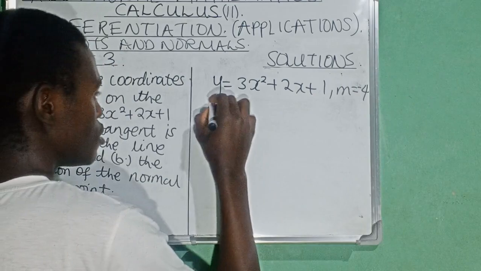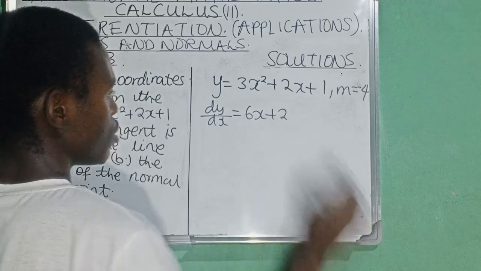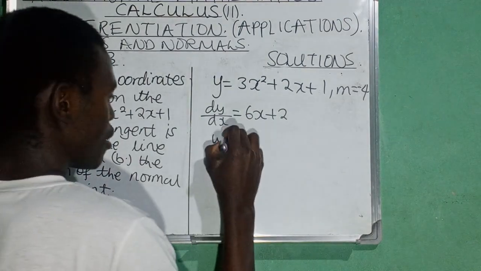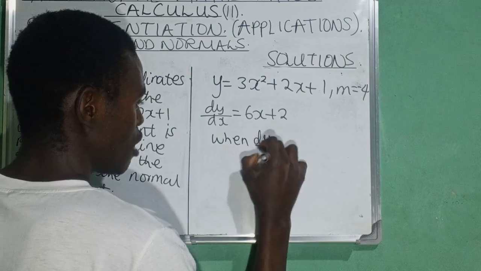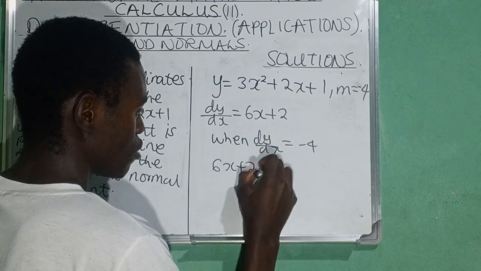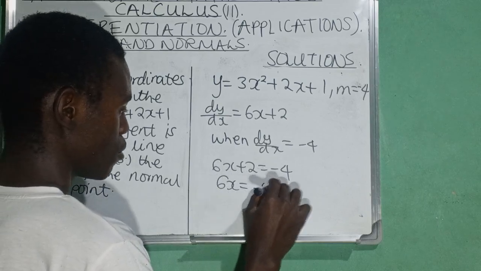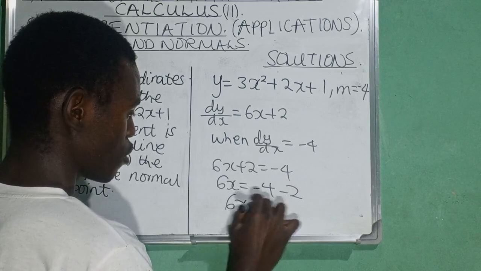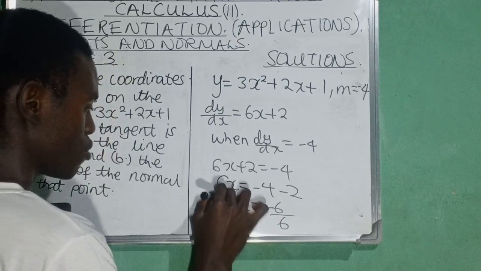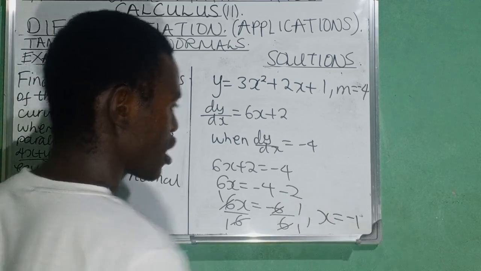To continue, dy dx is going to be equal to 6x plus 2. And then we are going to say when dy dx is equal to negative 4, it's going to be 6x plus 2 is equal to negative 4. Then 6x is equal to negative 4 minus 2. 6x is going to be equal to negative 6. You divide by 6, divide by 6. 6 goes into itself 1, into 6 it's a 1. x is equal to negative 1.